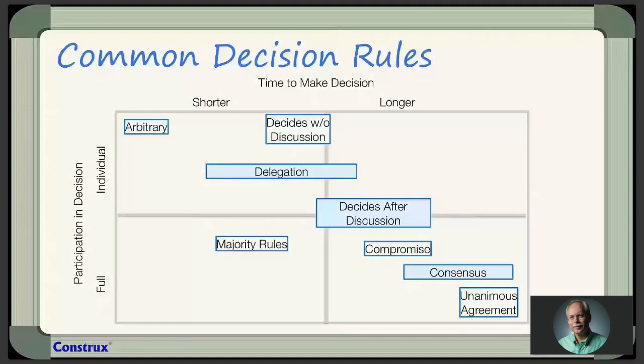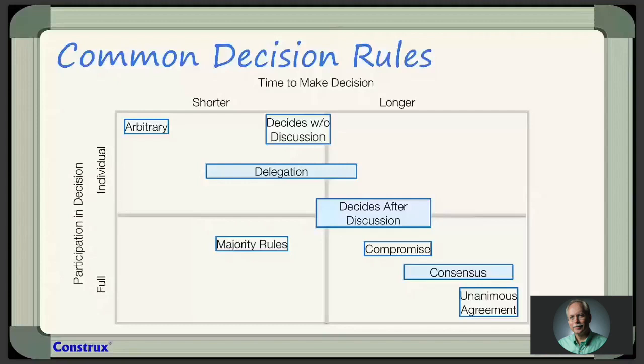Decides after discussion is kind of in the middle. It takes a little bit longer, but it involves more people than delegation does. Decides after discussion says, I'm going to appoint a decider, usually just one individual, and that decider is going to say, let me listen to all the sides here. Let me hear what you think. And once I hear what you think, I'm going to make a decision. But I'm going to have to hear everyone, because it turns out most people don't need to have their way, they just need to be heard. So those are two tactics you can look at to help you make decisions based upon data, our third principle.